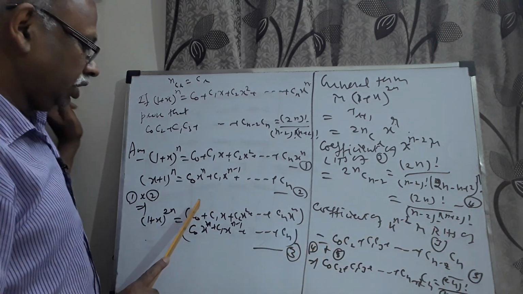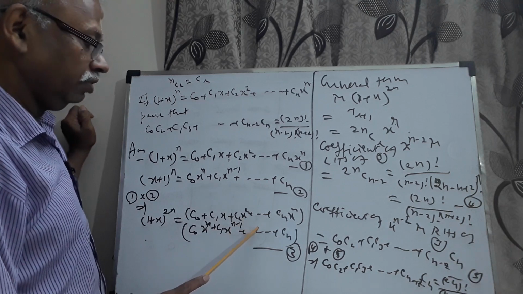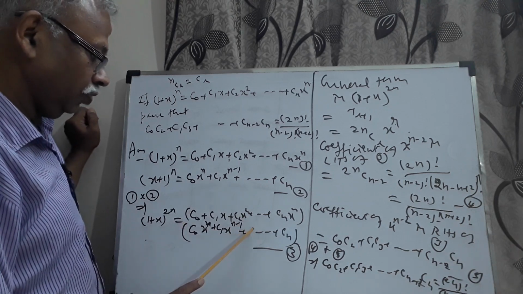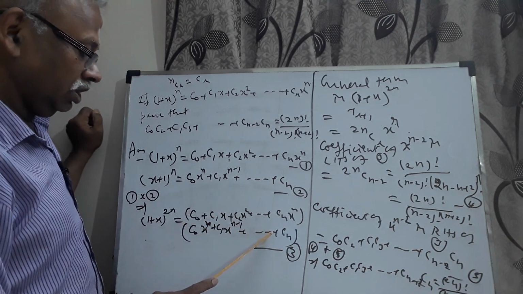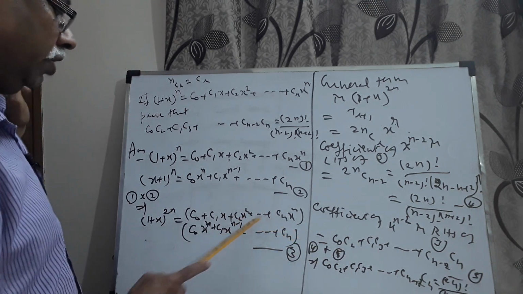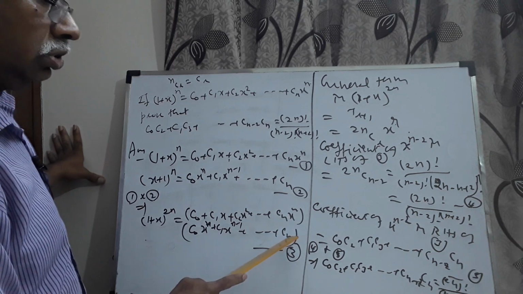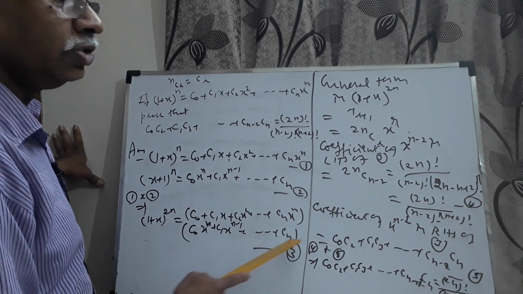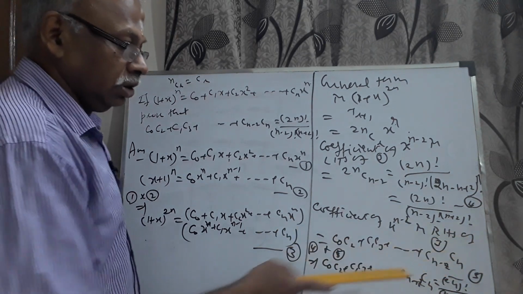See here, if I take constant here, I will be taking the coefficient of x^(n-2) here, c0 c2 plus c1 c3 and c2 c4 and so on. And here if I take c(n-2), I will take the constant here, c(n-2) cn. That is the last term finally.